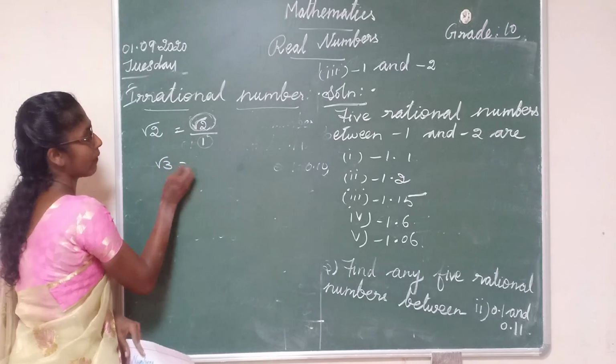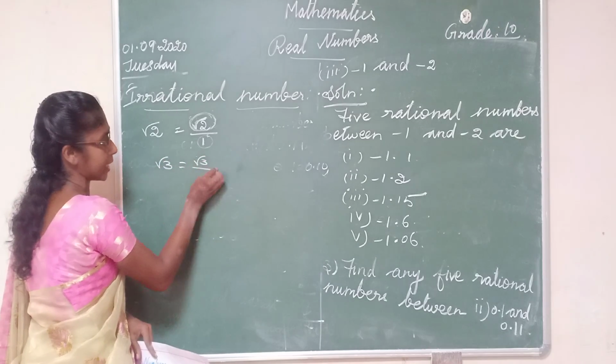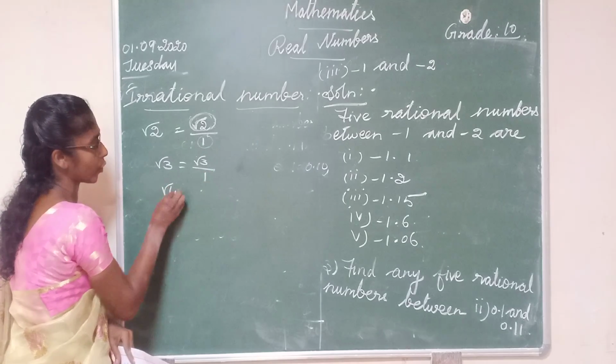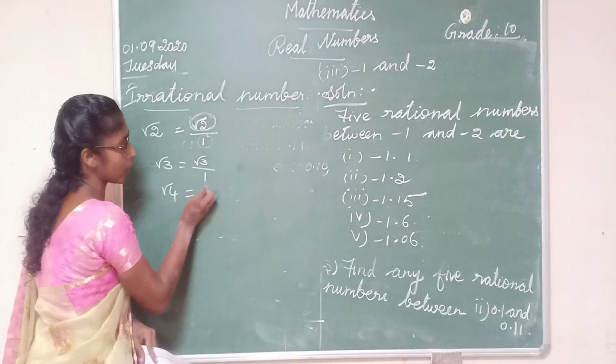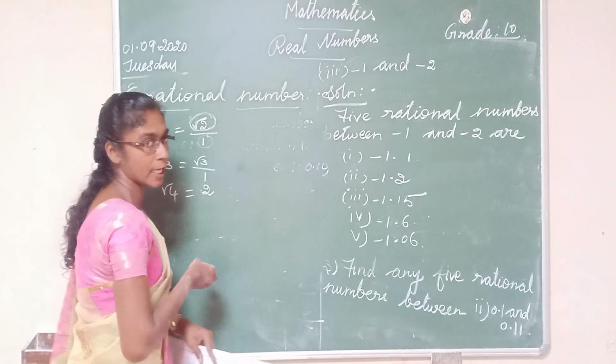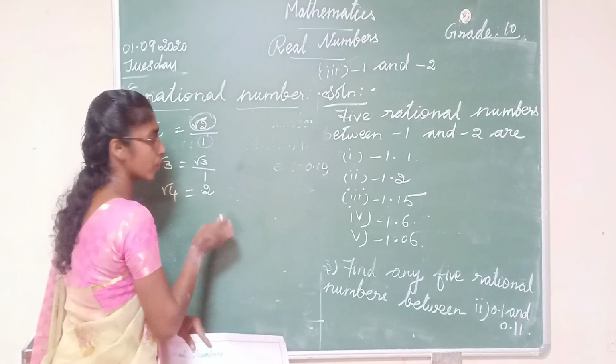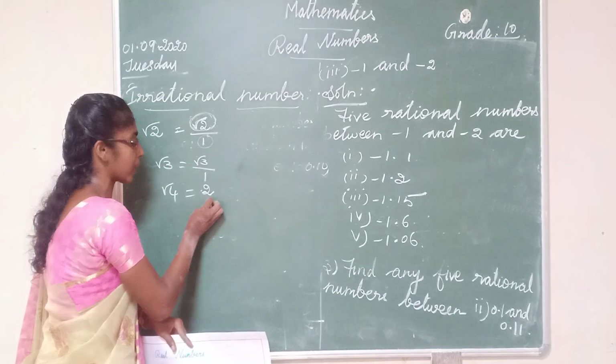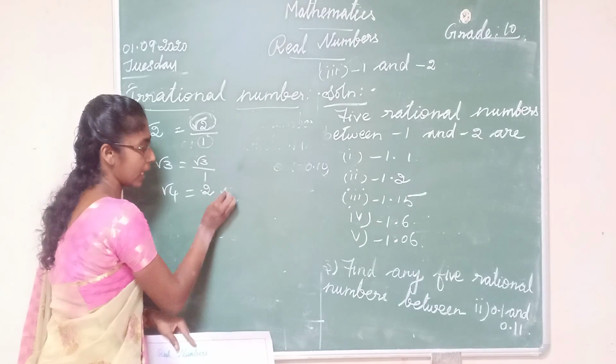√3 also we can write as √3 by 1, but it is not a rational number. But √4 is equal to 2. 2 is a rational number.